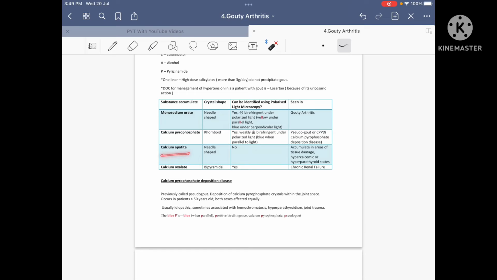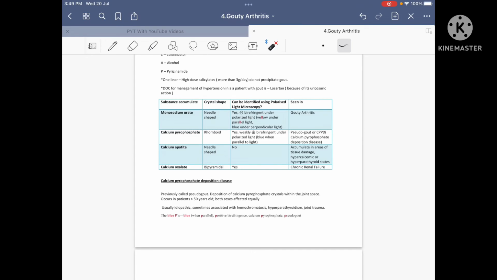Calcium apatite, it is asked which of the following crystals is not identified using polarized light microscope. It is calcium apatite. It is not identified. It is seen in areas of tissue damage, hypercalcemia or hyperparathyroid states. And calcium oxalate is seen in chronic renal failure. It can be identified using polarized light microscopy, and it is bipyramidal in shape. The calcium apatite was needle shaped, just like monosodium urate.